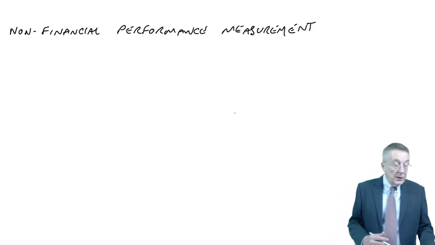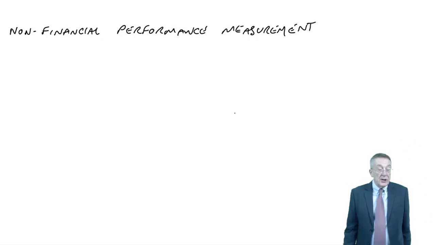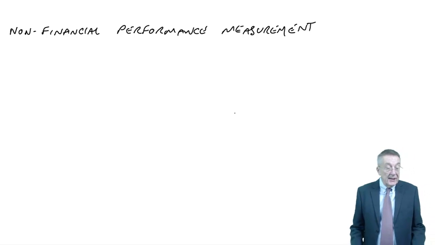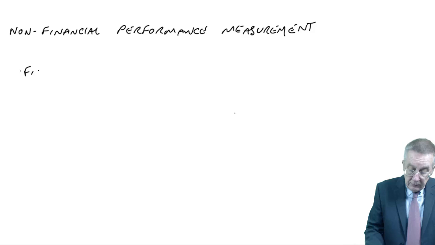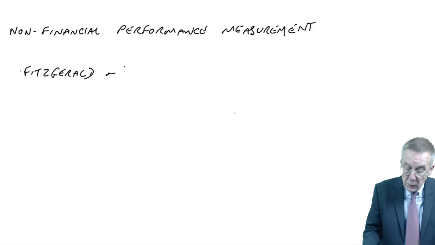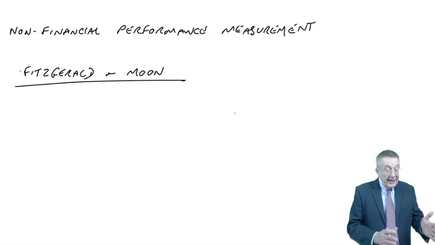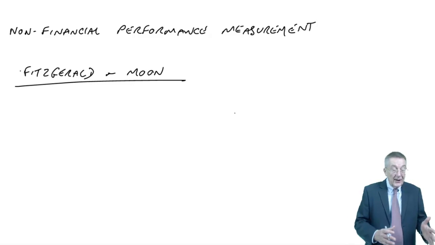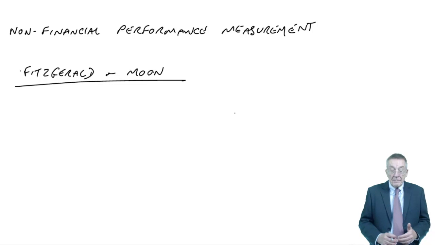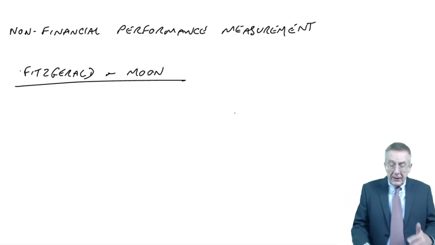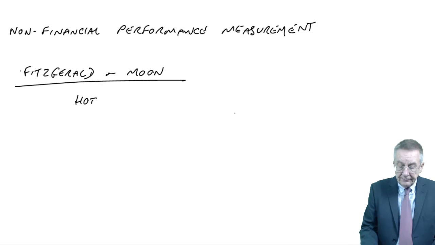And so let's run through the two. First of all, Fitzgerald and Moon, which, as I've written, focuses on performance measurement in service businesses. Mr. Fitzgerald and Mr. Moon said there were six areas that we should focus on. Now, I'll run down them, and to make sense of it, just suppose, as a service business, we're a hotel.